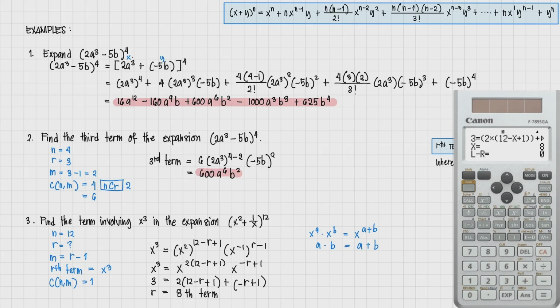So, if we're going to solve for the 8th term, gamitin lang natin siya dito sa ating equation. So, we're going to use r equals 8 in our equation. So, ito, 8 na to. r minus 1 is 7. Diba?